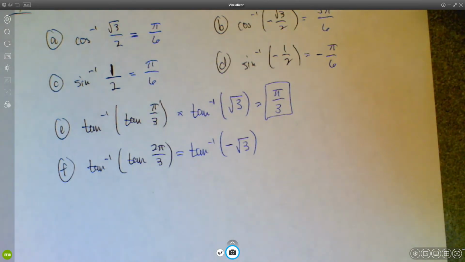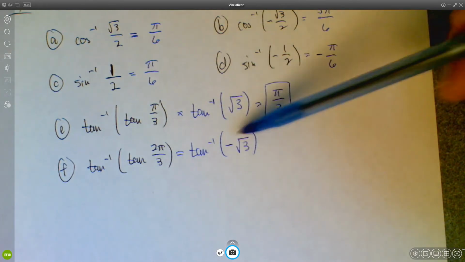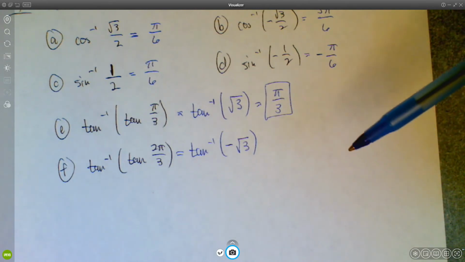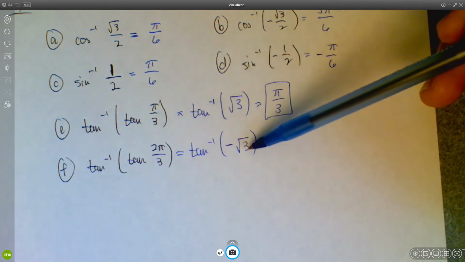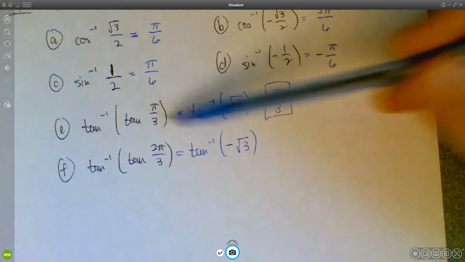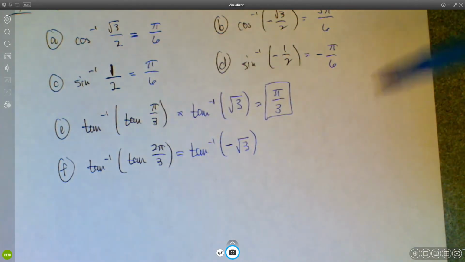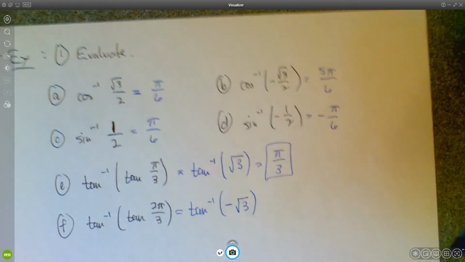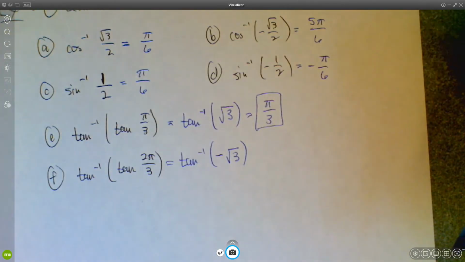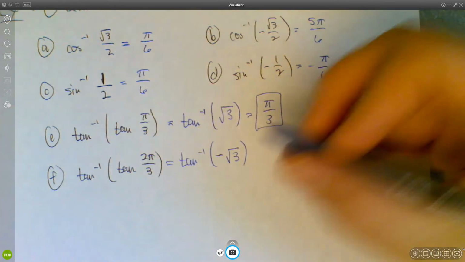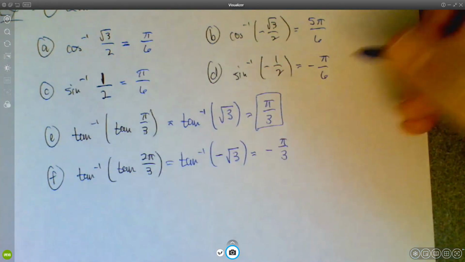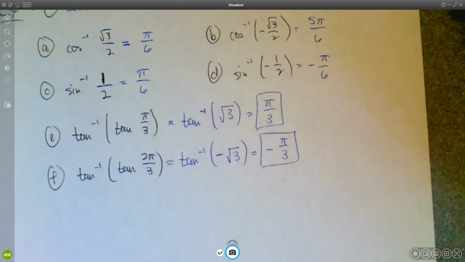So I have to think of a different angle, such that tangent of that angle is negative root 3, and the angle lives between negative pi over 2 and pi over 2. I know that the reference angle has to be pi over 3. And just like my reasoning up here with the sine function, I know that sine is an odd function. Tangent is also an odd function. So I'm thinking this is going to be negative pi over 3. And in fact, that is the correct answer.